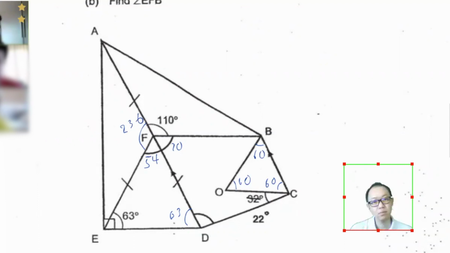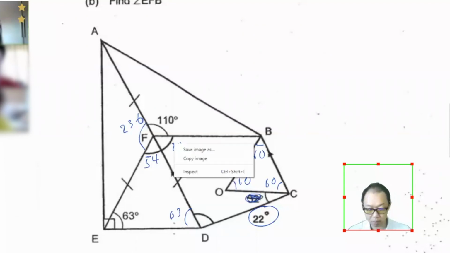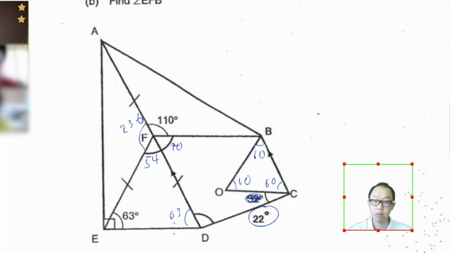Wait, where is 20? Oh, this is 22. This is 22. Okay, 22 over there. This is 70. Oopsie. 70. Okay, what else can I find? I can find this as well, right?